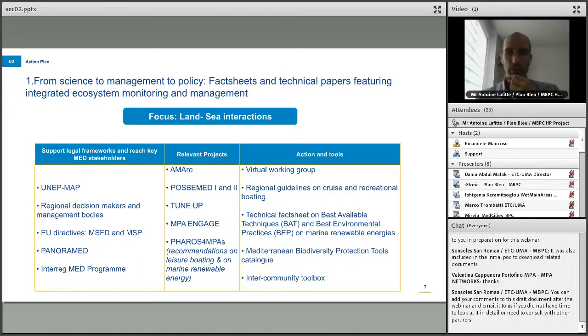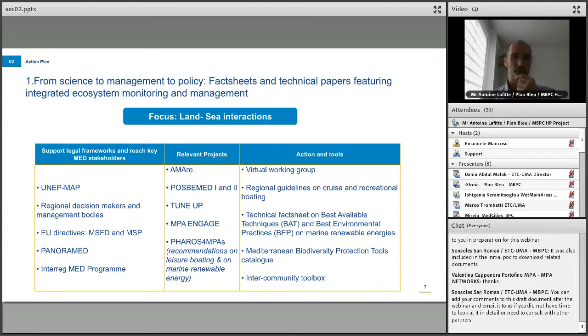We will organize a series of virtual working groups. We will produce some papers, some fact sheets, as I have already said. We are also basing our work on the catalog of tools produced during the Panacea phase and also through the inter-community toolbox. This toolbox is one of the outputs expected under the work package on capitalization. Plan Bleu is leading, and we are already working with the Blue Growth community to produce this toolbox.